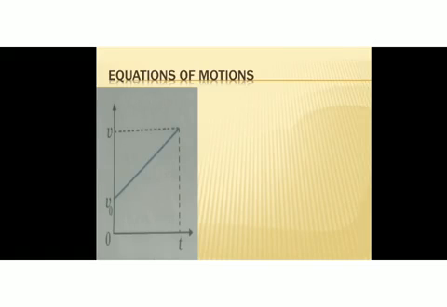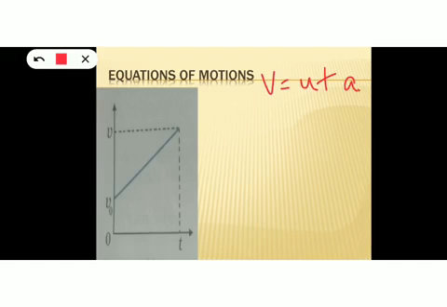Next, we can derive the expressions for equations of motion. We had also studied equations of motion in our class 9 physics. Can you recall the three equations of motion put forward by Newton? V equal to U plus AT. That is the first equation of motion, and it gives us the relation between velocity and time. So this relation is also known as the velocity-time relation.